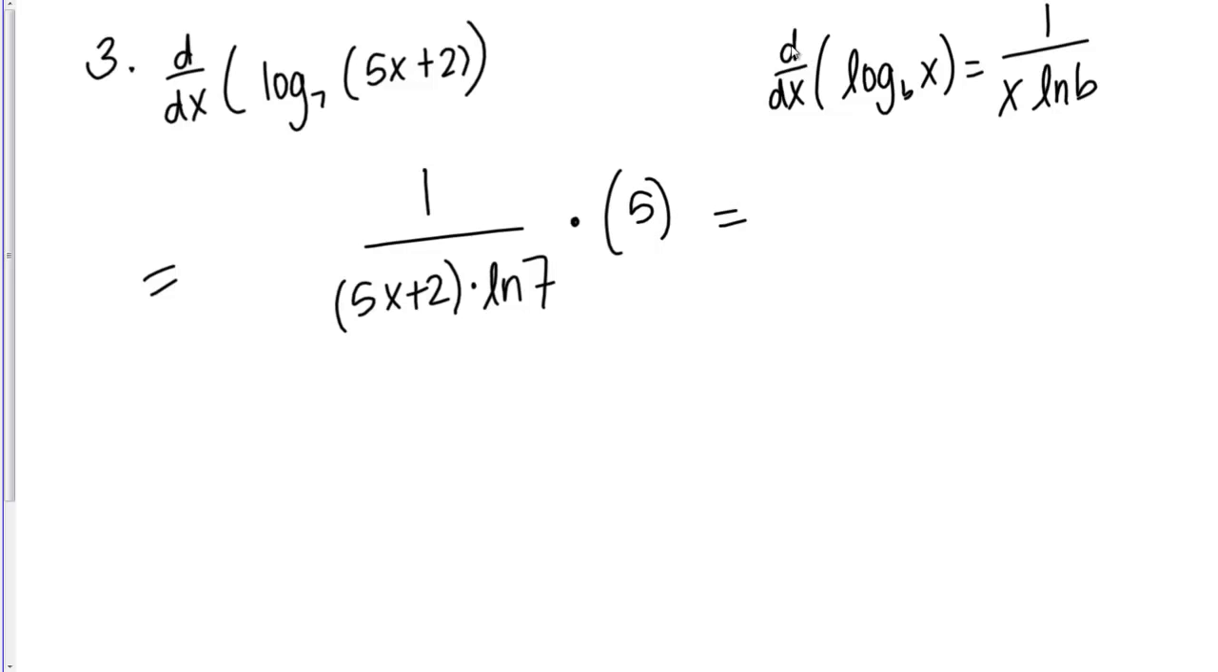Okay, so I can write this as 5 over natural log of 7 times the quantity 5x plus 2. And that is my final answer.